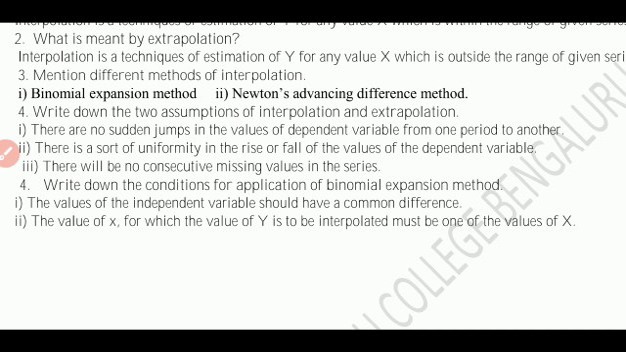Let me read one assumption. There are no sudden jumps in the values of the dependent variable from one period to another. Then the second one, there is a sort of uniformity in the rise or fall of the values of the dependent variable. And third, there will be no consecutive missing values in the series.